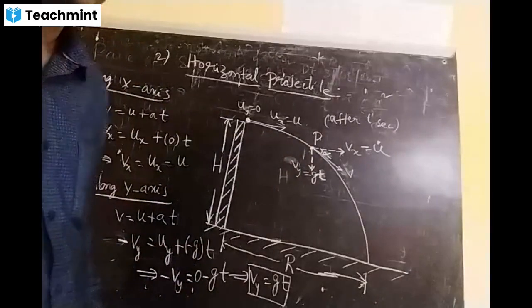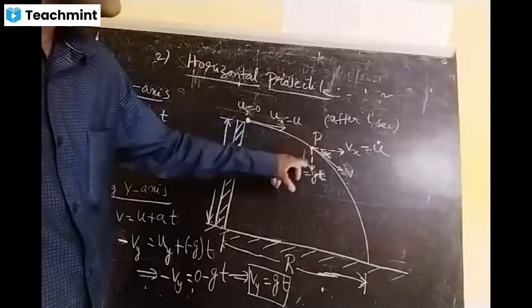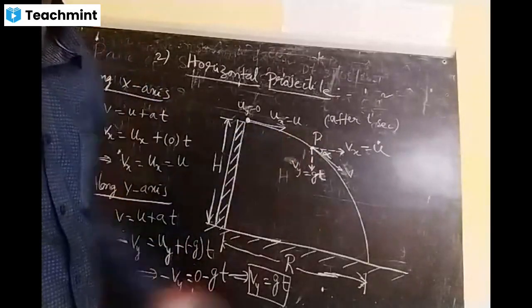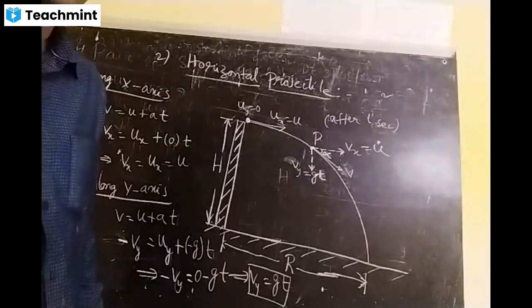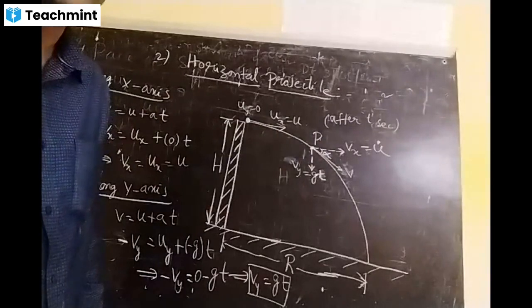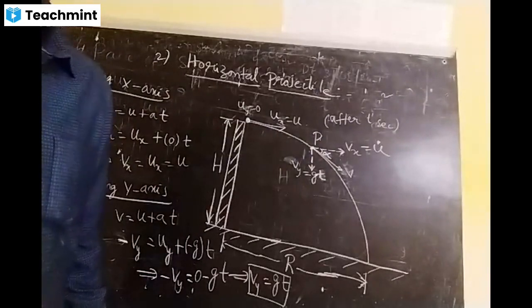Zero? Vx is perpendicular to Vy, sir. The angle is 90 degrees. What is cos 90? Cos 90 is 0. So zero.